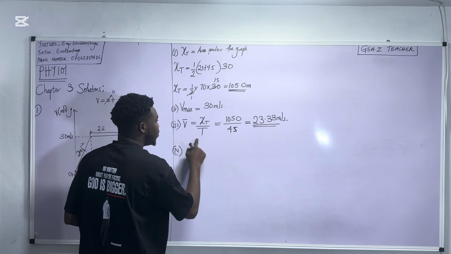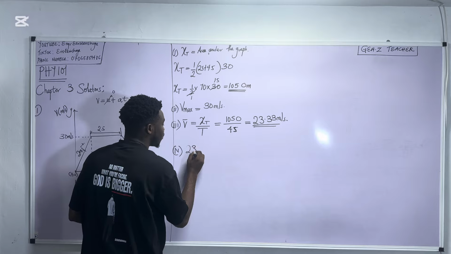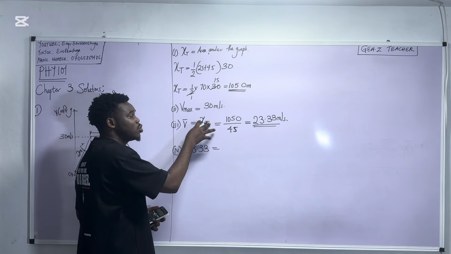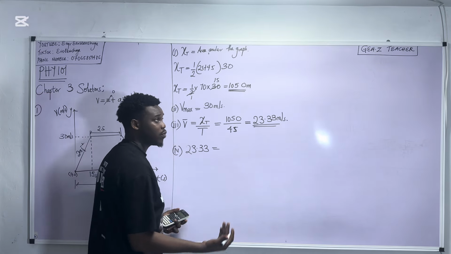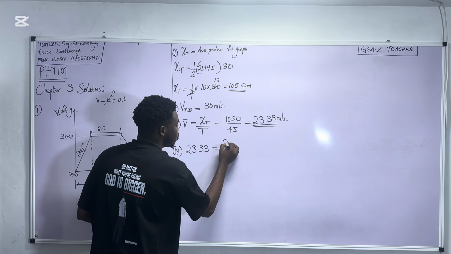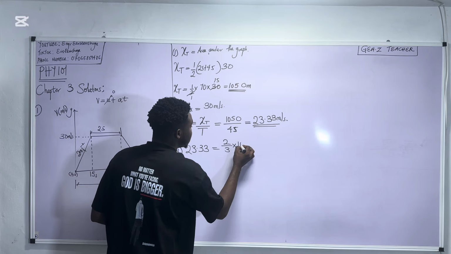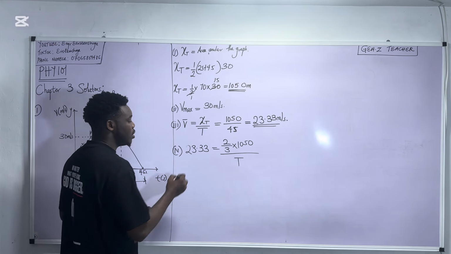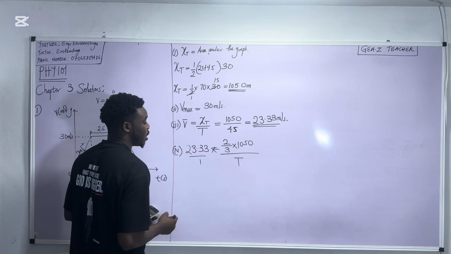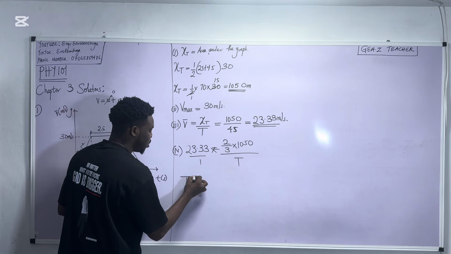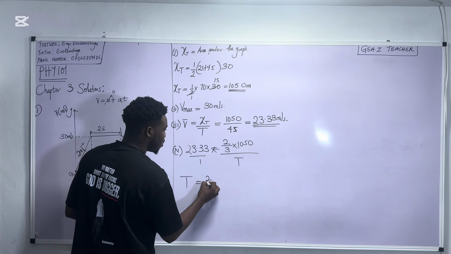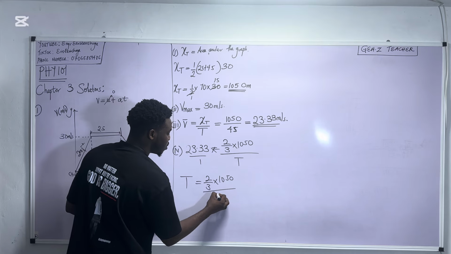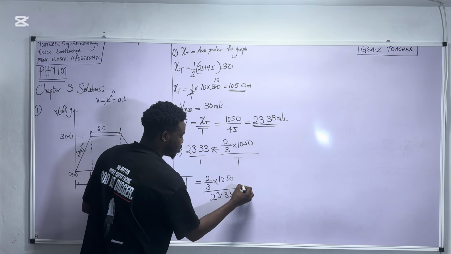Okay, so average speed is 23.33. Now our distance is no more the total distance, but 2/3 of the total distance. We will have 2 over 3 of 1050, and we are looking for the time taken. Okay, so we're going to solve this by cross multiplying. When we do that, t should be equal to 2 over 3 times 1050, all divided by 23.33. So let's check that out.